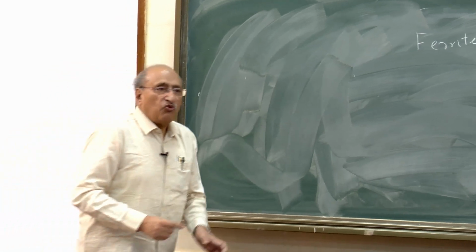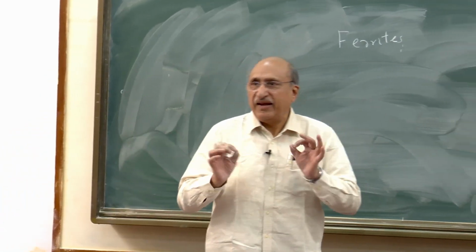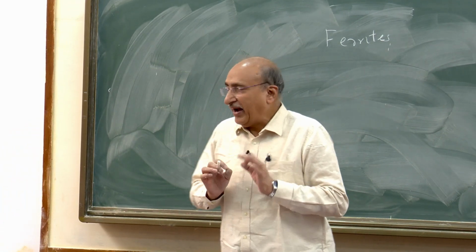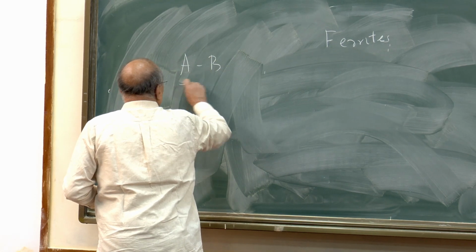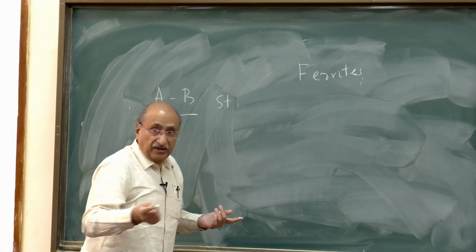All right. So what essentially Néel's model says is that the AB interaction is the strongest antiferromagnetic interaction, which we have discussed earlier, last time.